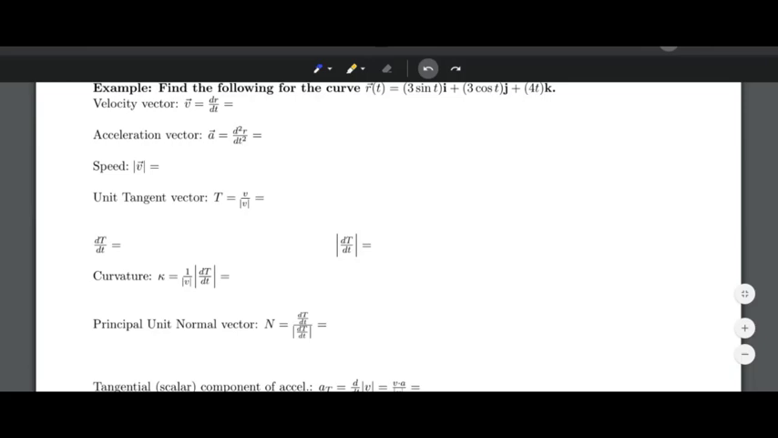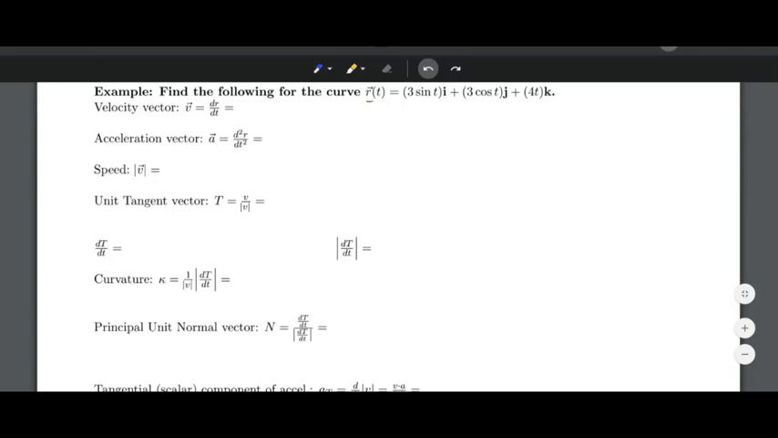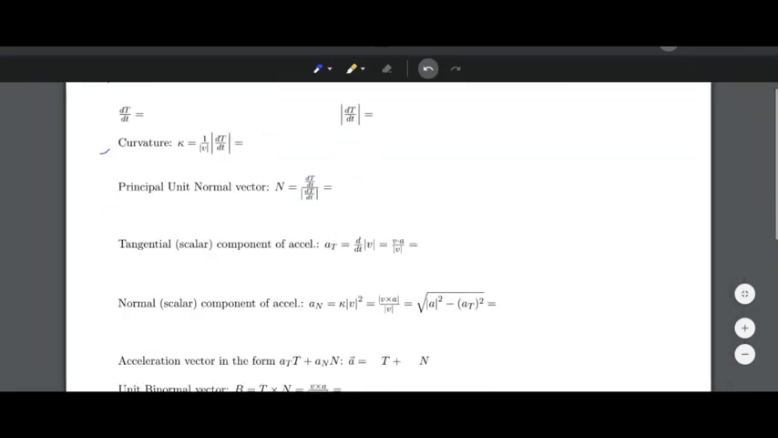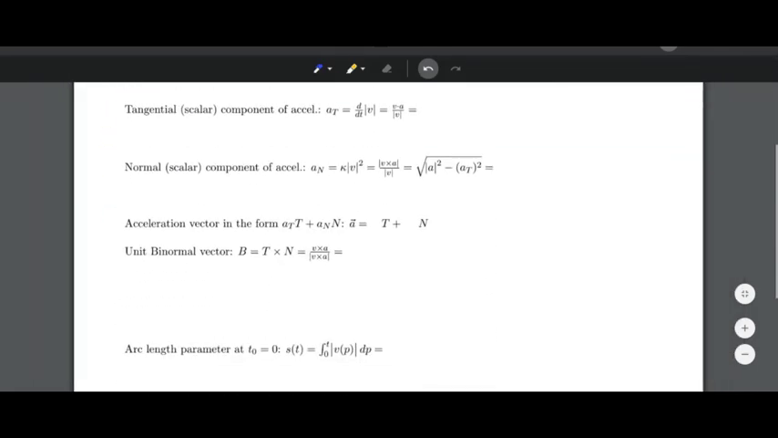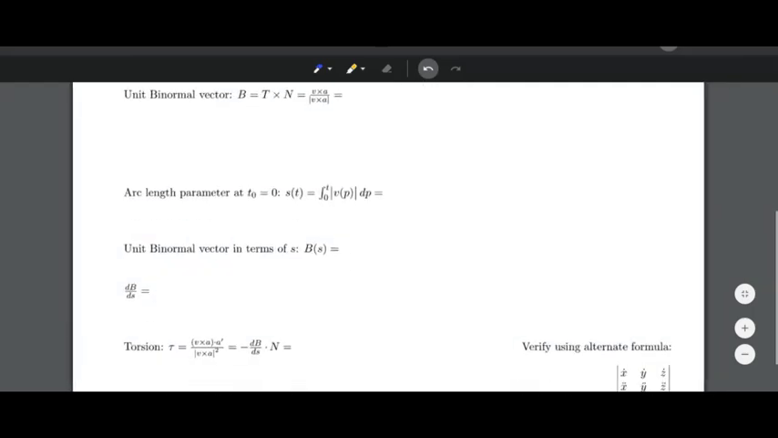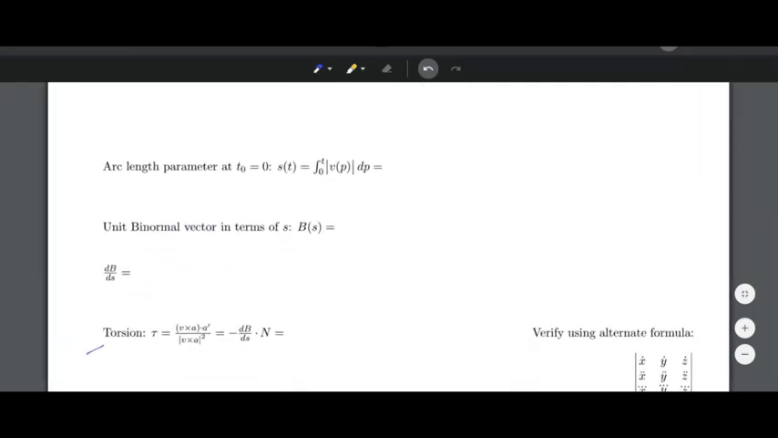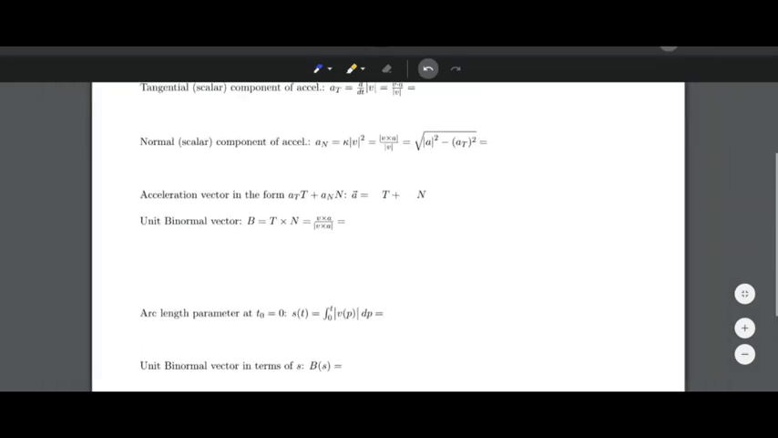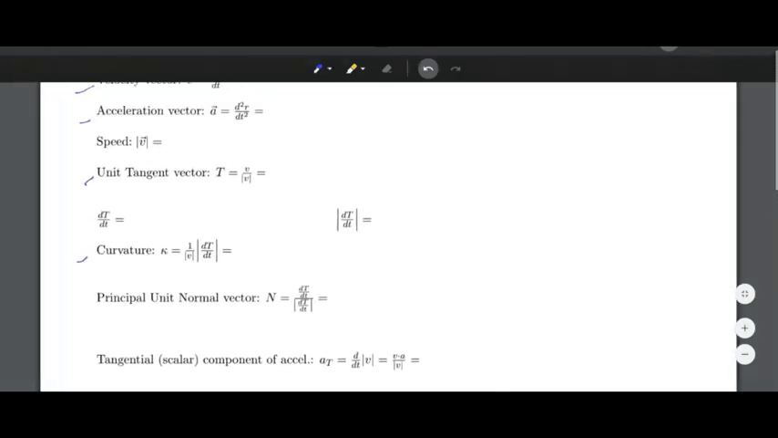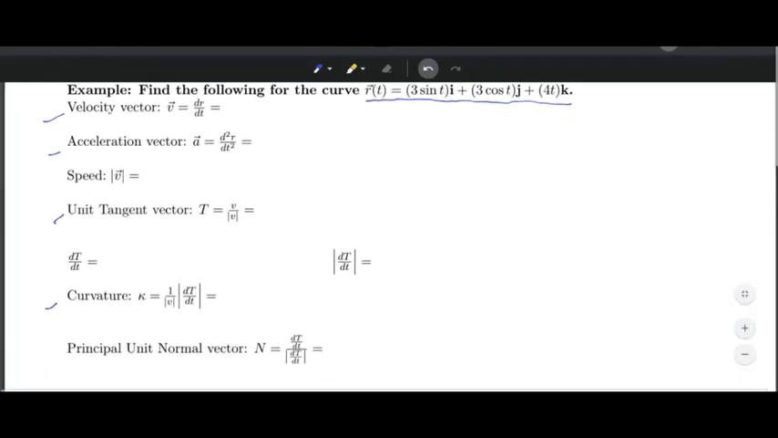Hey everybody! In this video we're going to work through an example where I give you a curve that's a vector valued function, and we're going to find a whole lot of things involved with this curve. So we're going to find velocity, acceleration, unit tangent vector, curvature, and so on, all the way down to torsion, which is how the curve twists or bends. So let's start right at the top here and find the velocity.